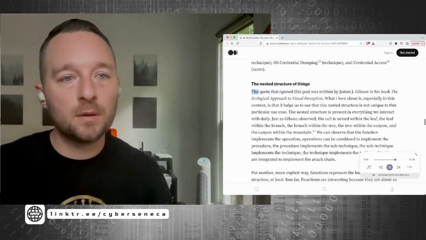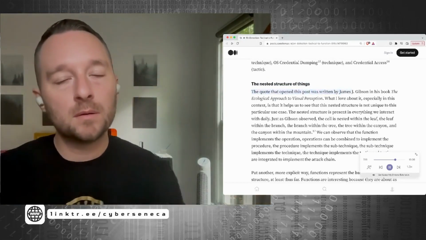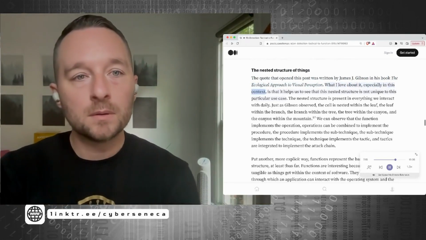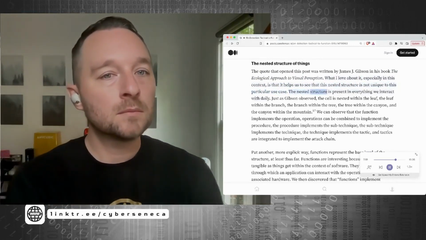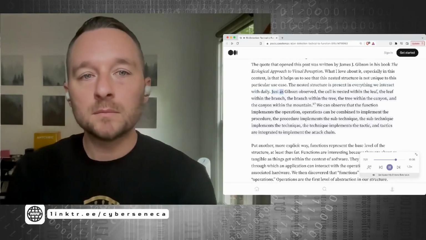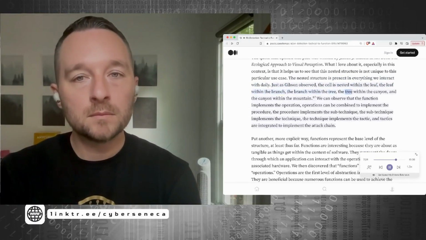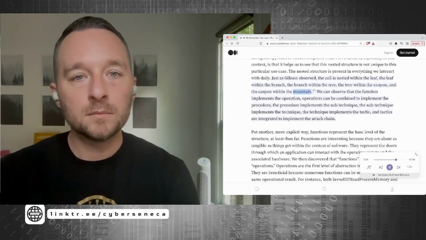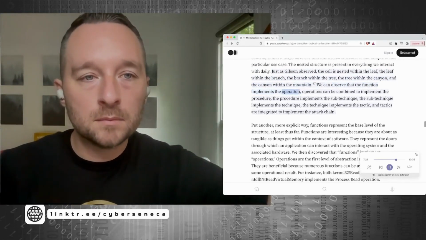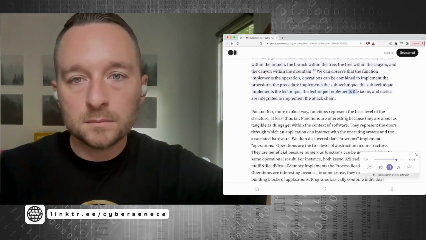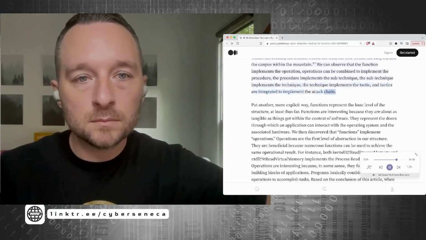Structure of things. The quote that opened this post was written by James J. Gibson in his book The Ecological Approach to Visual Perception. What I love about it, especially in this context, is that it helps us to see that this nested structure is not unique to this particular use case. The nested structure is present in everything we interact with daily. Just as Gibson observed, the cell is nested within the leaf within the branch within the tree within the canyon, and the canyon within the mountain. (Superscript 1.7) We can observe that the function implements the operation. Operations can be combined to implement the procedure, which implements the subtechnique, which implements the technique, which implements the tactic, and tactics are integrated to implement the attack chain.